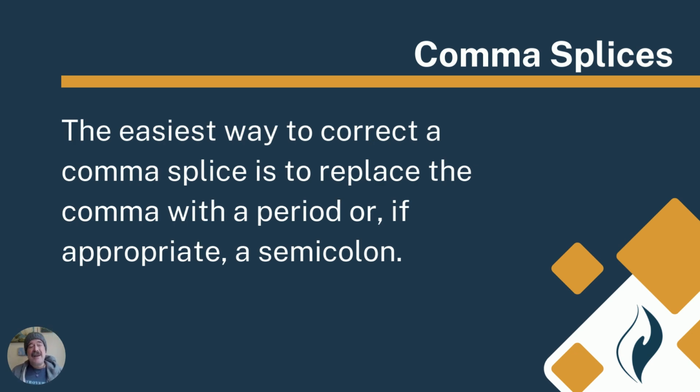So the easiest way to correct a comma splice is to replace the comma with a period or, if appropriate, a semicolon. Quick rundown on the rules of semicolons: there's a close causal relationship or logical relationship between the two sentences, and at least one of the sentences is short.